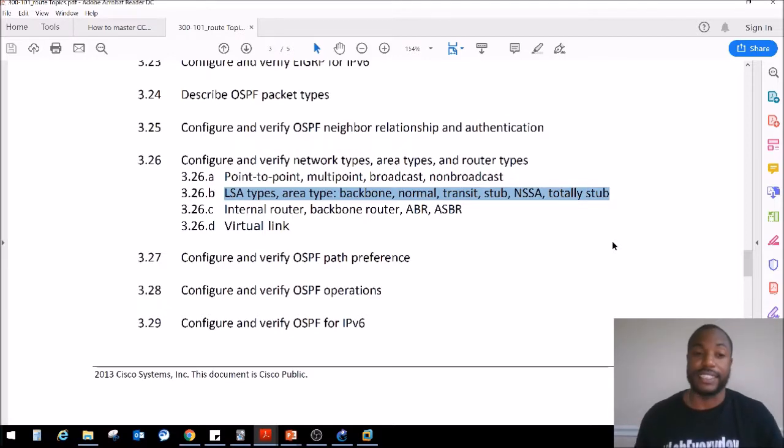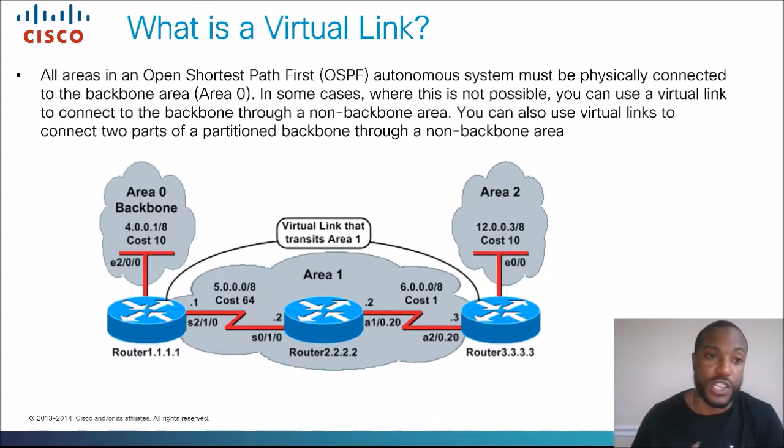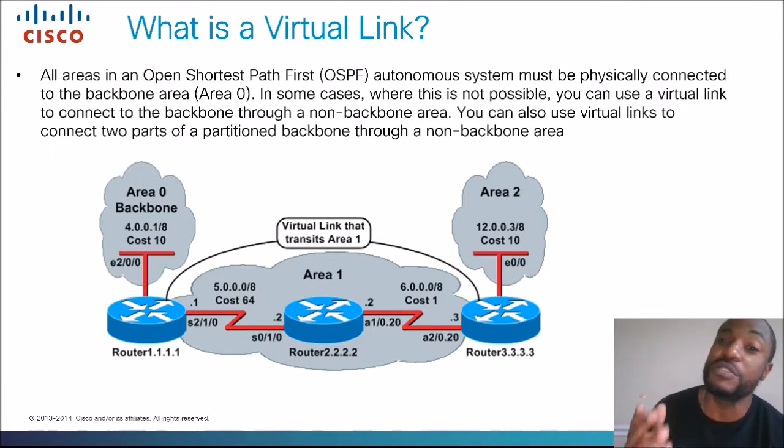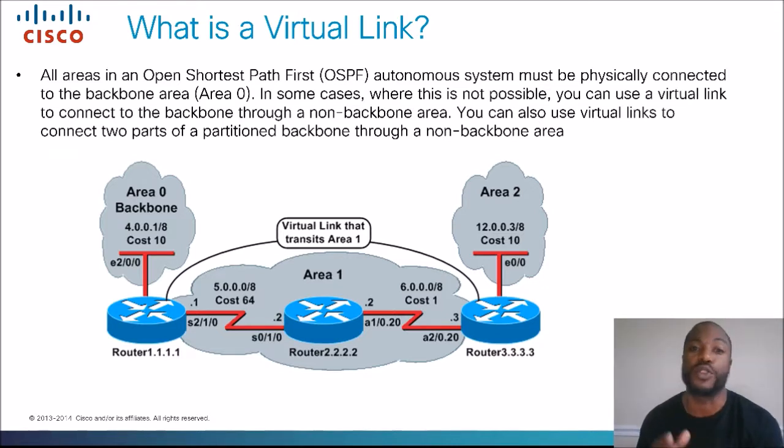Let's take a look at the slides to get further information on that. So what is a virtual link? Official definition: all areas in an OSPF autonomous system must be physically connected to the backbone area, area 0. In some cases, this is not possible, so it might not just be because we hired an inept network engineer. You can use a virtual link to connect to the backbone through a non-backbone area. That area is called a transit area, if you remember in that video that we talked about the different area types. You can also use virtual links to connect two parts of a partitioned backbone through a non-backbone area.